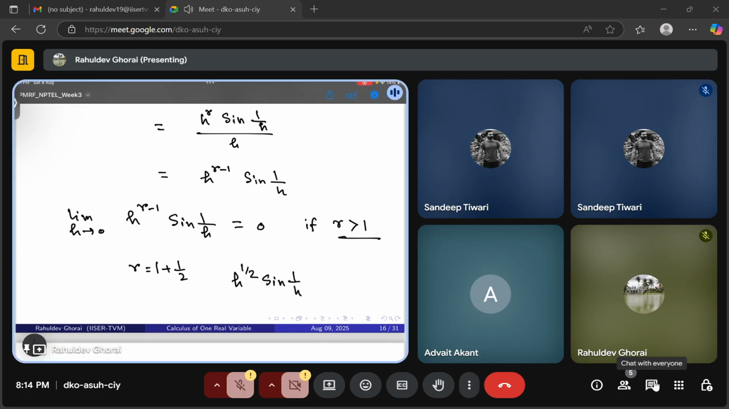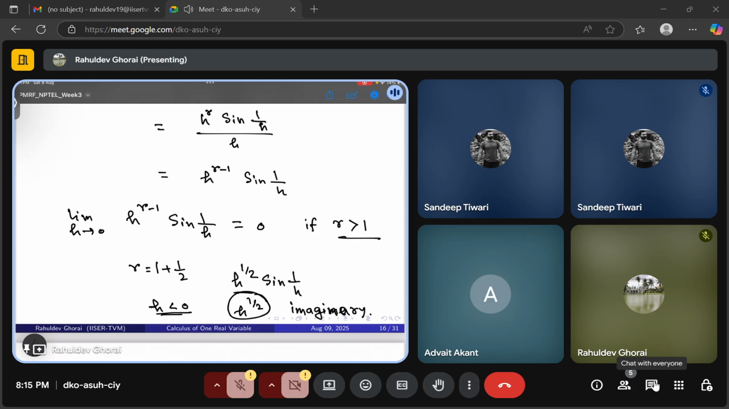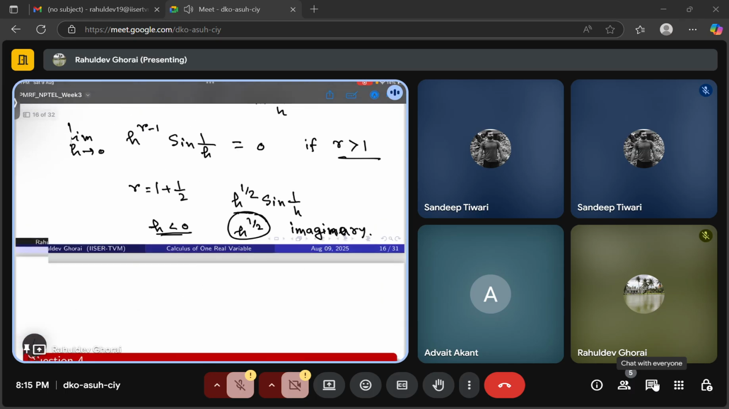No, but his concern is, if h is negative, let's say h is less than 0, how do you define h to the power half? It's not even a real number, right? It will be an imaginary number. That is the concern. But if we don't care about left hand derivatives, then no problem. No, but you have to care about that here, because h tends to 0 from plus and minus both.